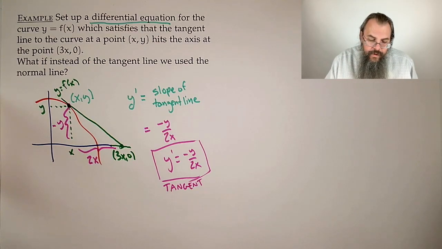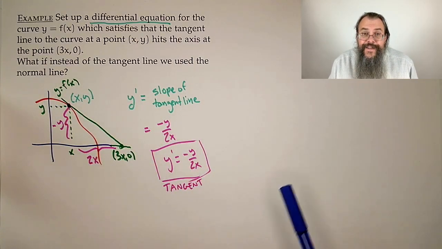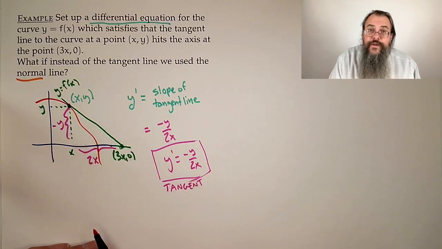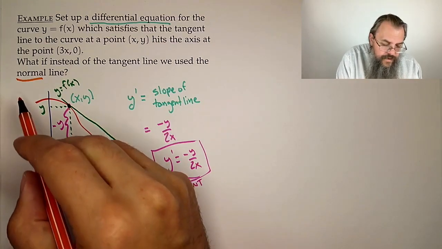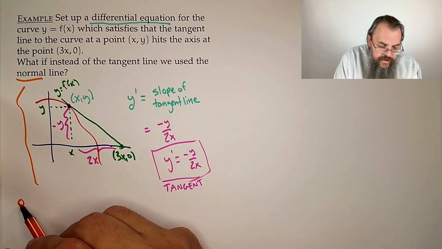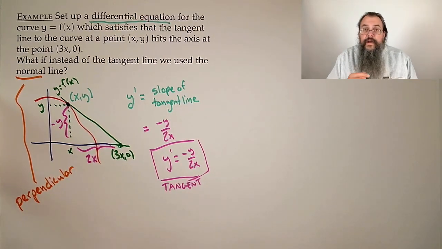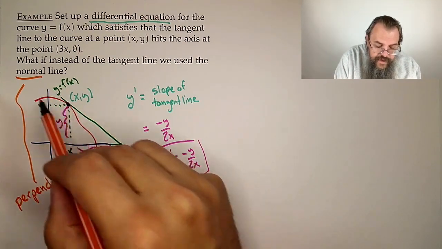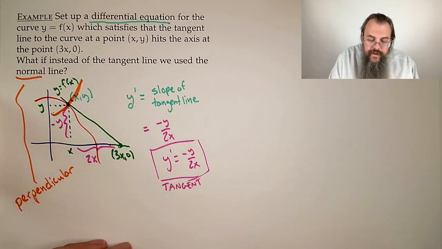And the second part says, what if instead of the tangent line, we use the normal line? So the key thing to understand to get started here is, what is normal? When we talk about normal, what are we referring to? The key word here really is perpendicular. So that's what the normal line is. It's perpendicular to our curve. So instead of our curve looking like this, we would really want our curve to be perpendicular somehow. So that's what we'd want.